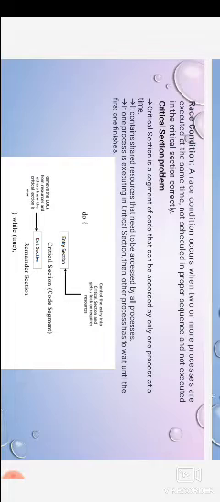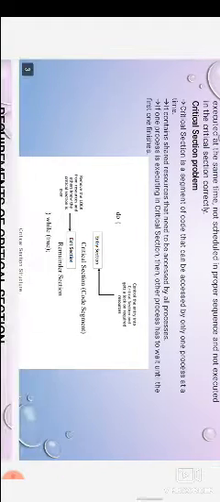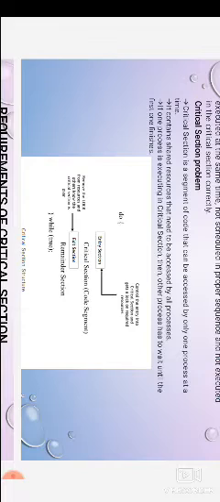Then, the critical section problem. The critical section is a segment of code that can be accessed by only one process at a time. It contains shared resources that need to be accessed by all the processes. If one process is executing in the critical section, then other processes have to wait until the first one is finished. So this is the basic structure of the critical section problem.